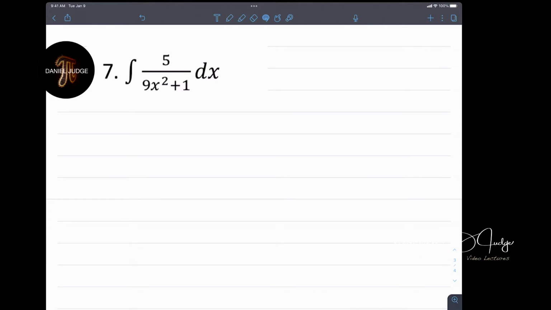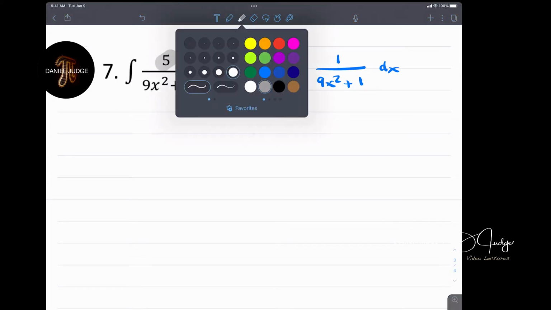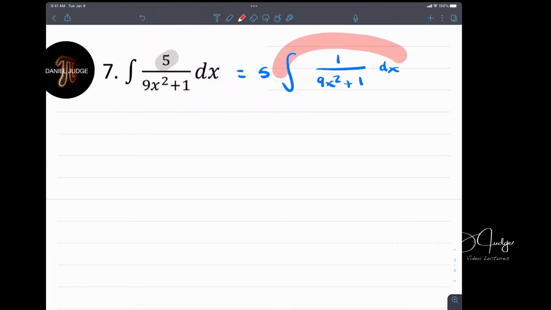Number 7, notice again, we have a constant. We're going to start here with that constant. We get to pull it out. So you have 5 as the constant, times the integral of 1 over 9x squared plus 1 dx. And so you look at this particular integral, and I think what's fair to observe is this 9x squared here. So this is going to be thought of as, this portion here is 3x in parentheses squared.